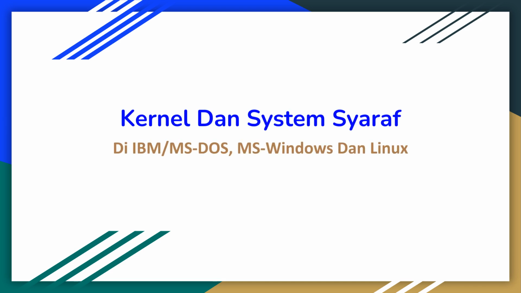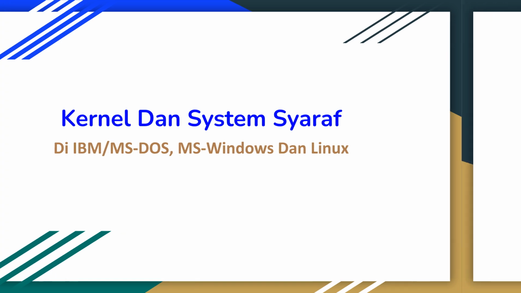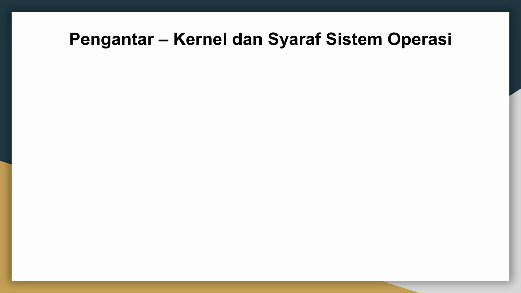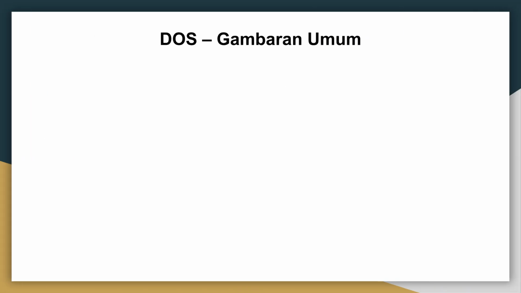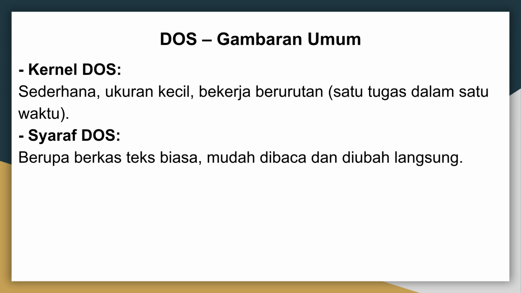Welcome to this video on the role of kernels and system configuration in computing, specifically across IBM PC MS-DOS, Windows, and Linux. At the heart of any operating system is the kernel, which acts as the core interface for hardware and system resources. Complementing it is the system nervous system, a collection of configuration settings that tell the kernel how to operate. In DOS, the kernel is notably small and sequential, focusing on one task at a time.